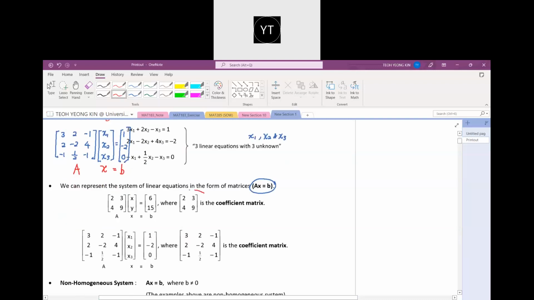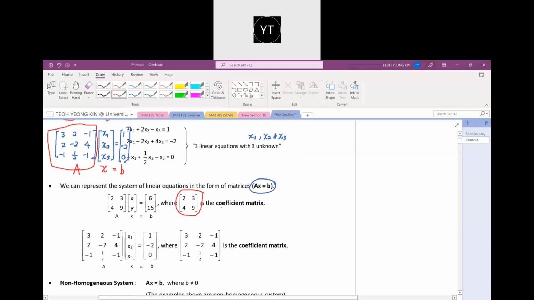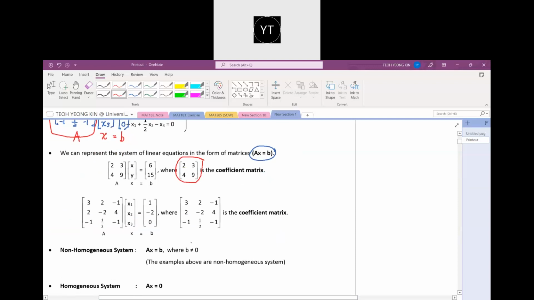And this one we know as the coefficient matrix. So benda ni lah. Yang ni kita panggil sebagai coefficient matrix. So this is how we represent. Just now I showed you how we're going to represent this one. This one is known as the coefficient matrix. Depan ni kita panggil sebagai coefficient matrix.